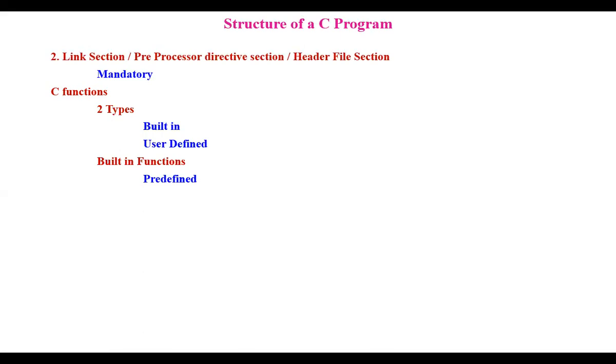Predefined functions are already available. The second one is user-defined functions. Coming to the built-in functions, predefined in the sense, suppose I want to get a number's square. We need not define it. Already it is there. The system has a built-in function, so square can be directly used. We don't need to write the way of getting a square for a particular number. Already it is available and it is called built-in.